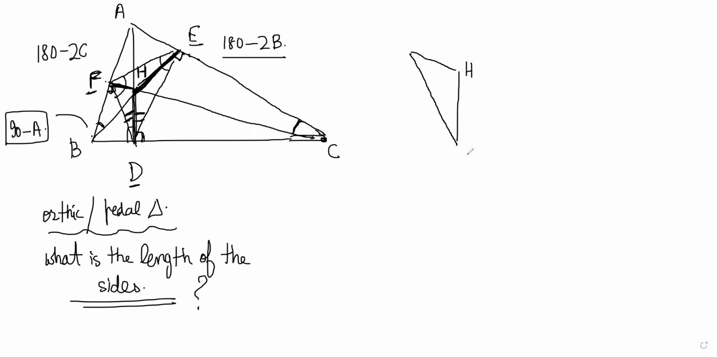So this is H, this is D, this is F, right? And what do you know? You know that this angle is 90 minus A, right? You know that this angle is 90 minus C, correct? Here. Is everyone understanding what I'm saying? FHDB. The angle DFH is 90 minus C, right? This one.